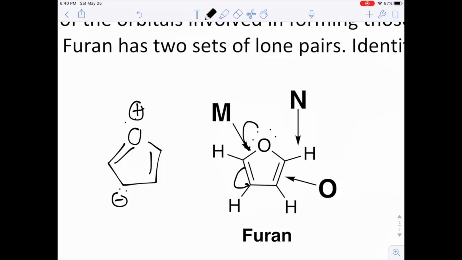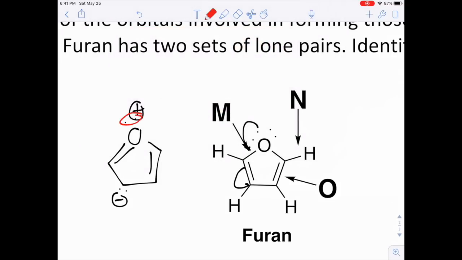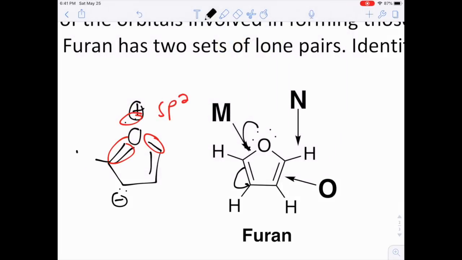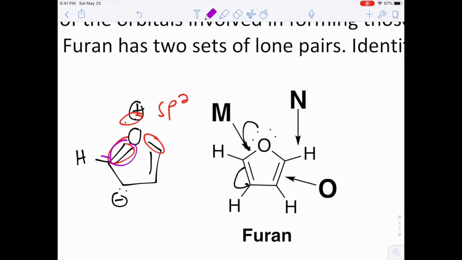Okay? So with that structure, that's what we want to consider with the orbitals. Now oxygen's new hybridization scheme is going to be one lone pair, one pi bond, one single bond, or sp2. And then this carbon, don't forget that there's an imaginary hydrogen there. For that carbon, I'll just draw the areas in purple. One pi bond, one single bond, and another single bond. So that's going to be another sp2 center.